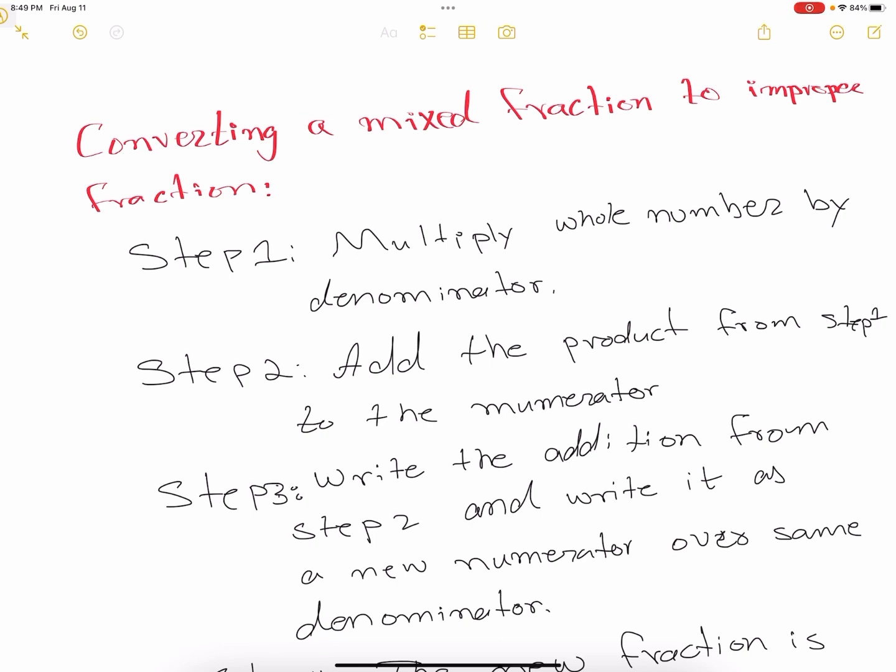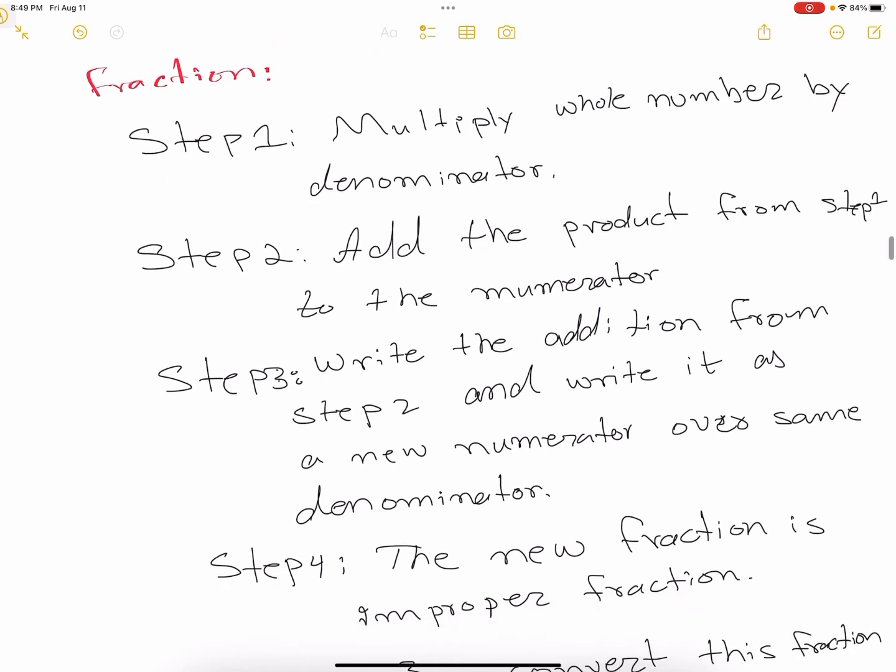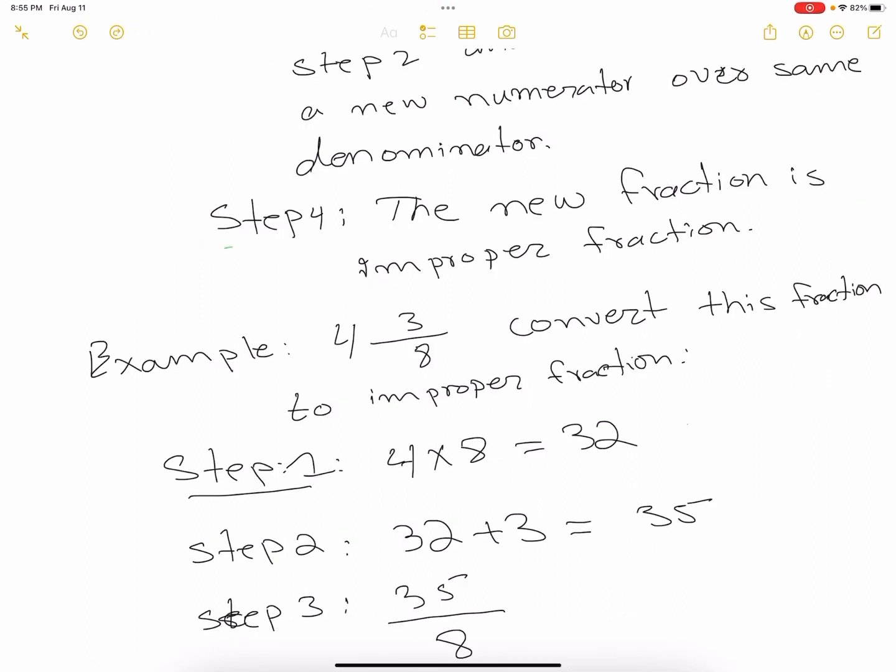Talking about converting a mixed fraction to improper fraction. Okay, we have quite a few steps here. Multiply a whole number by denominator. Then add the product from step 1 to the numerator. Then step 3 is write the addition from step 2 as a new numerator over the same denominator. So step 4 is just the new fraction, which is an improper fraction.